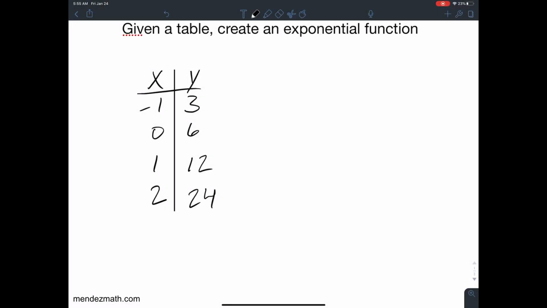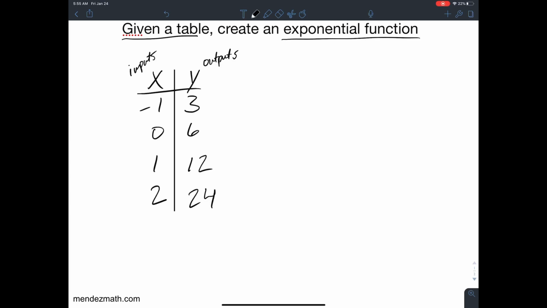Hello everyone. So today we're going to be creating exponential functions given a table. Okay, so I have a table already made here. You have your inputs x and your outputs y. Okay, so let's go ahead and create an exponential function.